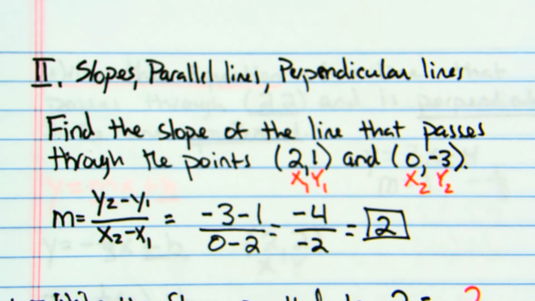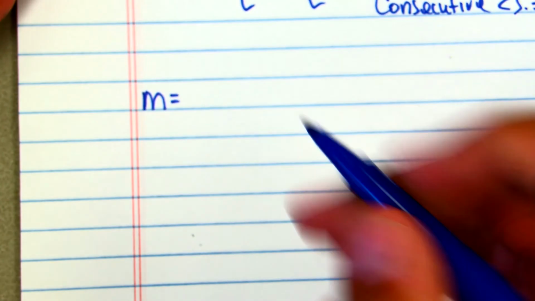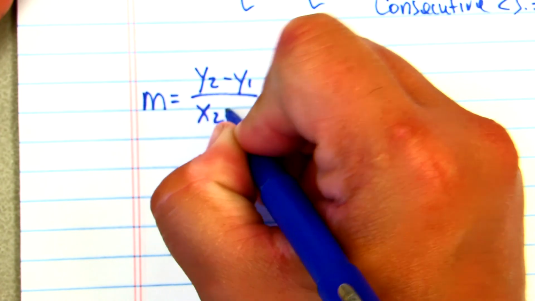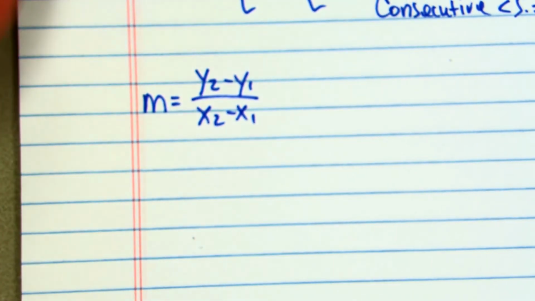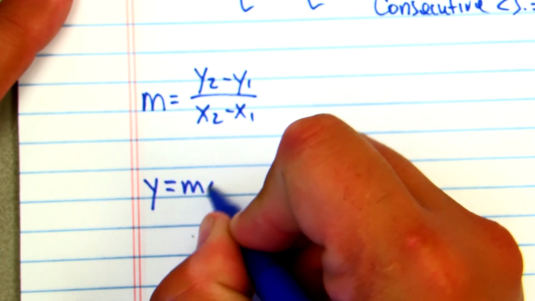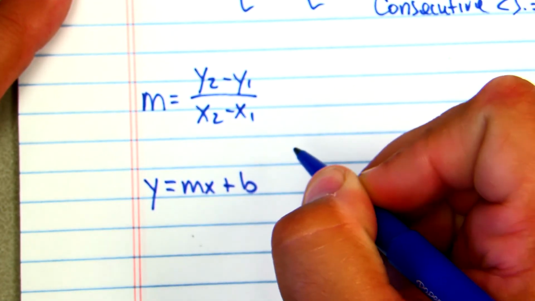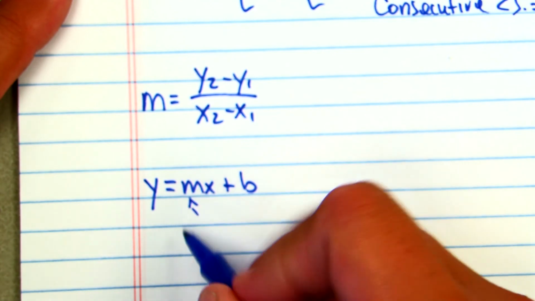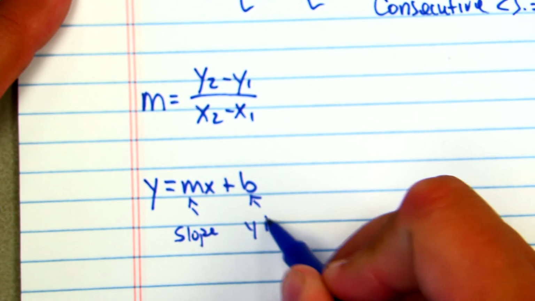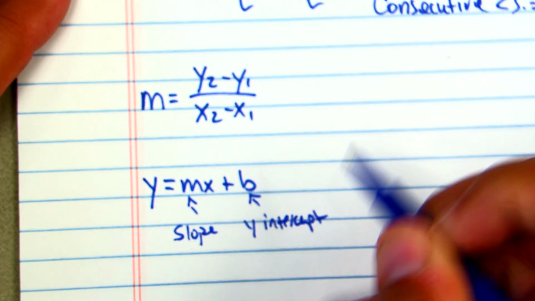Now, slope has basically 2 important formulas to know. The first is how to find slope. We represent slope as m, which is equal to y2 minus y1 over x2 minus x1. And then the other formula to know is the equation of a line. That is y equals mx plus b. In this equation, m represents my slope and b represents my y-intercept, or where the line crosses the y-axis.